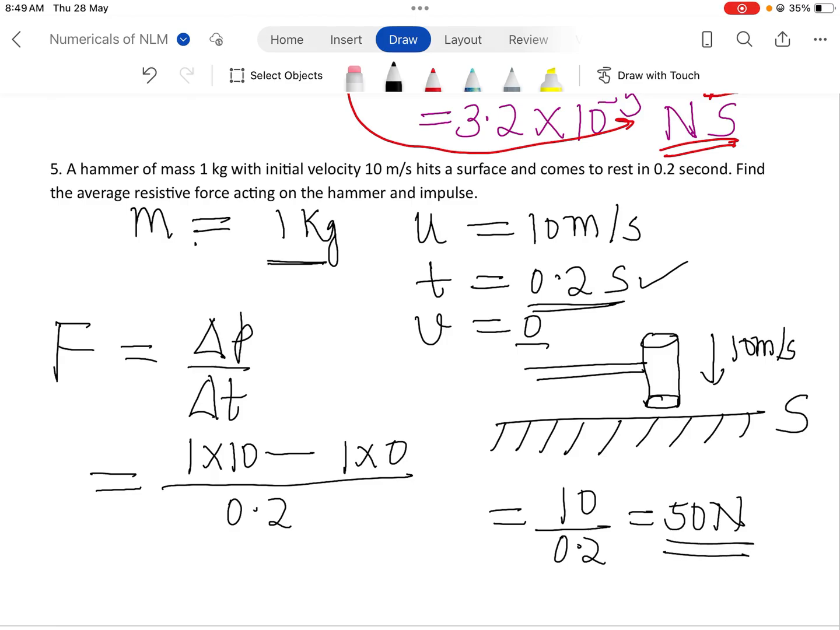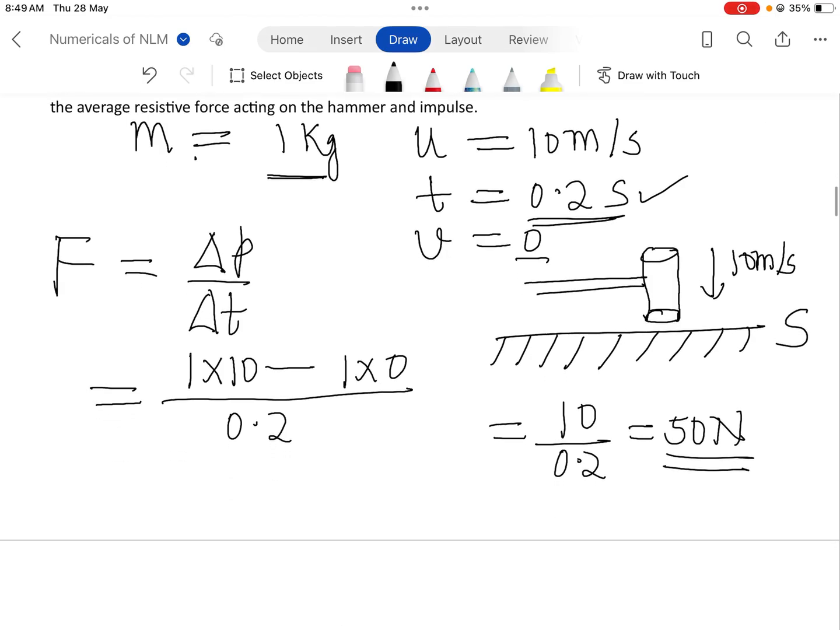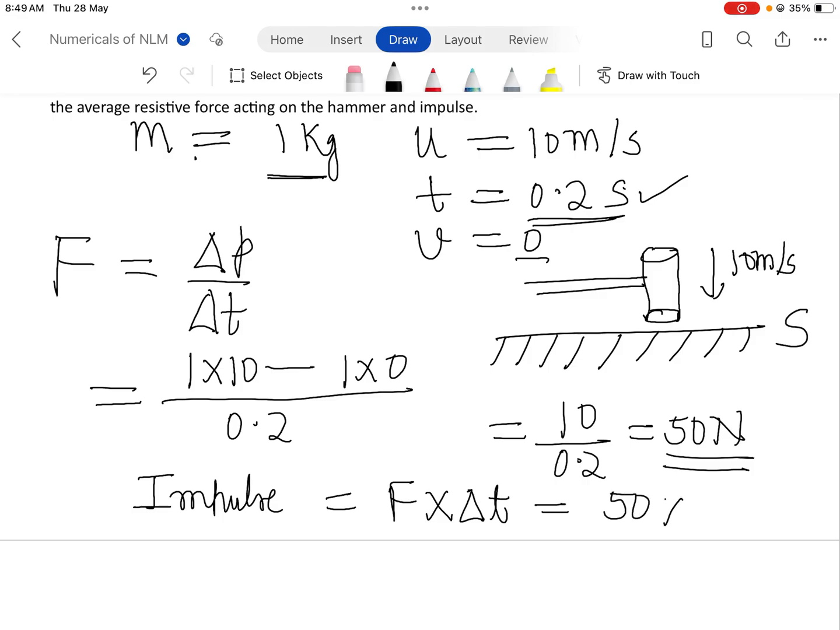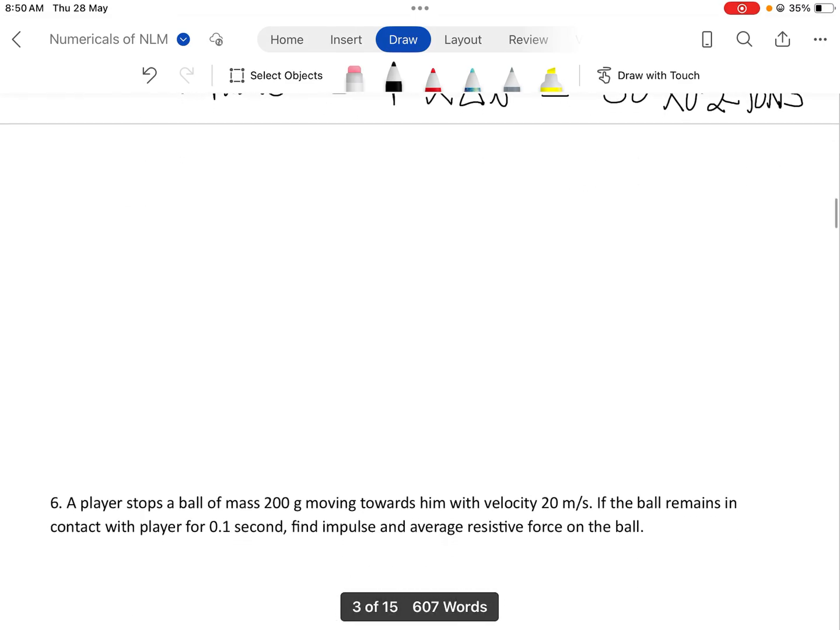Average resistive force. Then impulse will be equals to what? F into T. F into T or F into delta T, anything you can write. So F is 50, T is given how much? 0.2. So this is equals to 10 Newton second. 10 Newton second. Now see the next question.